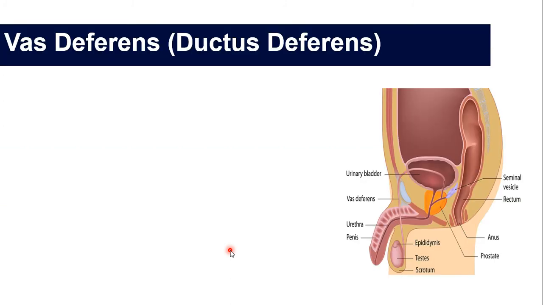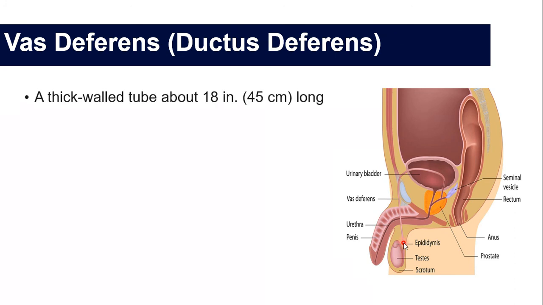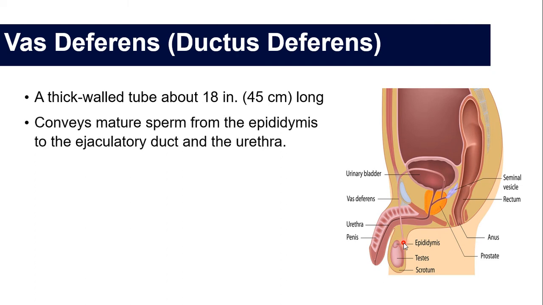Next topic is the male internal genital organs. The first one is the vas deferens, or the ductus deferens. That's its other name. In this picture, we can find the vas deferens right here. Okay, this is our vas deferens. It is a thick-walled tube about 18 inches or 45 centimeters long. It conveys mature sperm from the epididymis to the ejaculatory duct and the urethra. So take note of that.